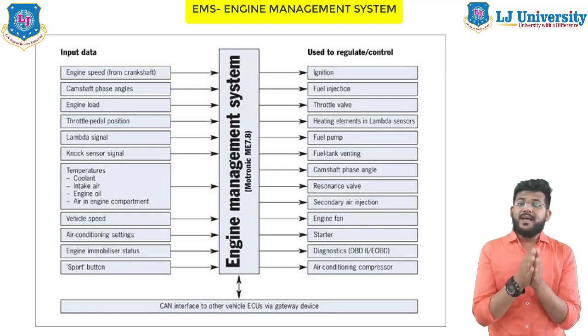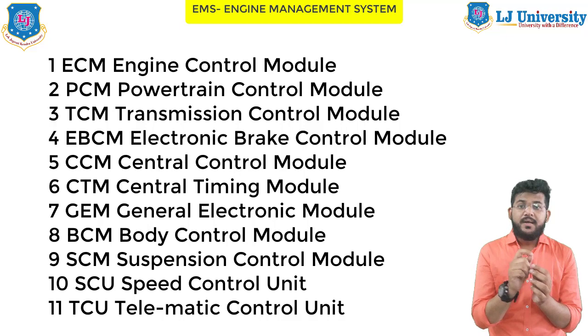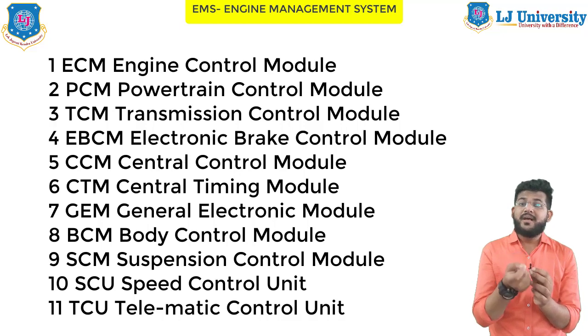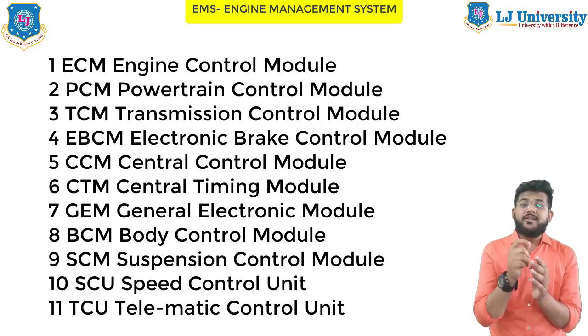So there are various types of EMS, that is engine management system. First is ECM, that is engine control module. Thereafter PCM, powertrain control module. TCM, transmission control module. EBCM, that is electronic brake control module. CCM, central control module. CTM, central timing module. GEM, general electronic module. Thereafter BCM, body control module. Thereafter SCM, suspension control module. Thereafter SCU, speed control units. And thereafter TCU, that is telematic control units. These are also sometimes called the types of ECU.